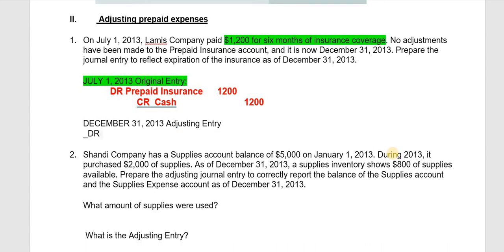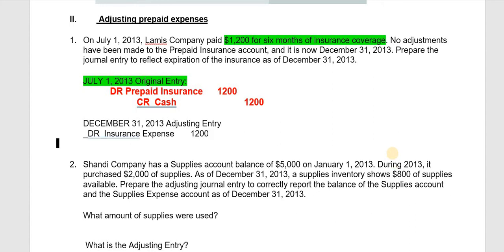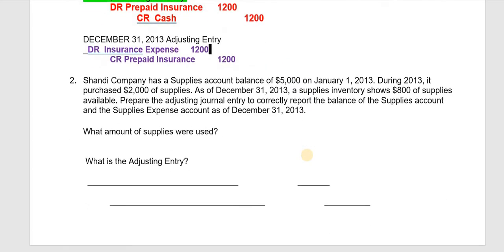So let's debit insurance expense for $1,200 and credit prepaid insurance for $1,200. So there's our entry right there. Okay, let's see how you did on number 2.